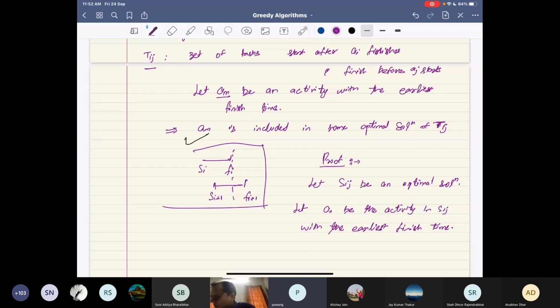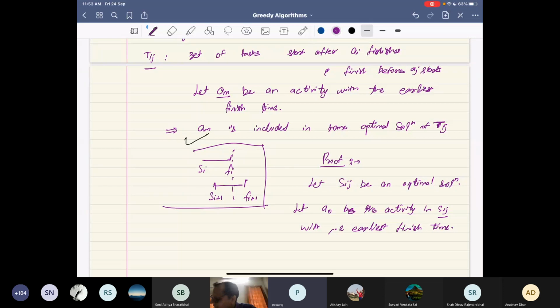Which here would also mean this has the earliest start time, because this is a compatible subset, right? So AN will be the activity, and don't confuse N with that N, so I'll just use another subset. Let A. Sir, it need not have earliest start time. No, AO be the activity in Sij with the earliest finish time.